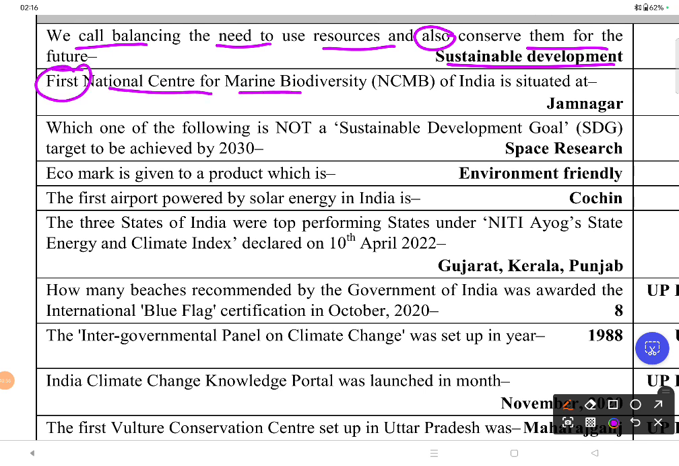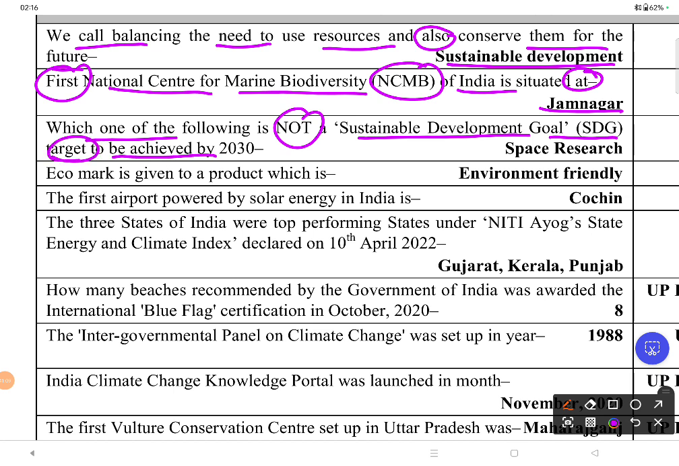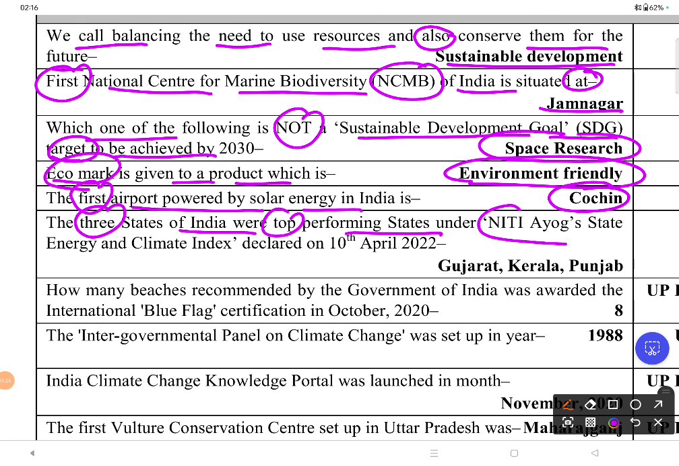First National Center for Marine Biodiversity, that is NCMB, of India is situated at Jamnagar. Which one of the following is not a sustainable development goal, SDG, target to be achieved by 2030? Space research. Eco mark is given to a product which is environment friendly. The first airport powered by solar energy in India is Cochin. 3 states of India were top performing states under NITI Aayog's State Energy and Climate Index declared on 10th April 2022: Gujarat, Kerala and Punjab.